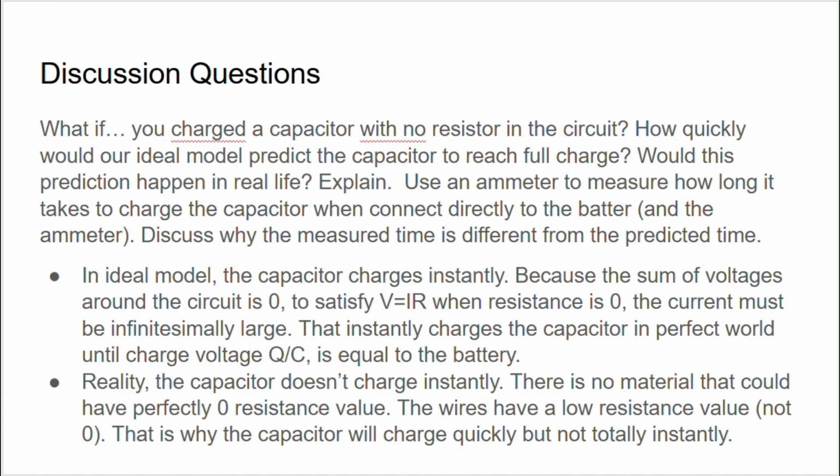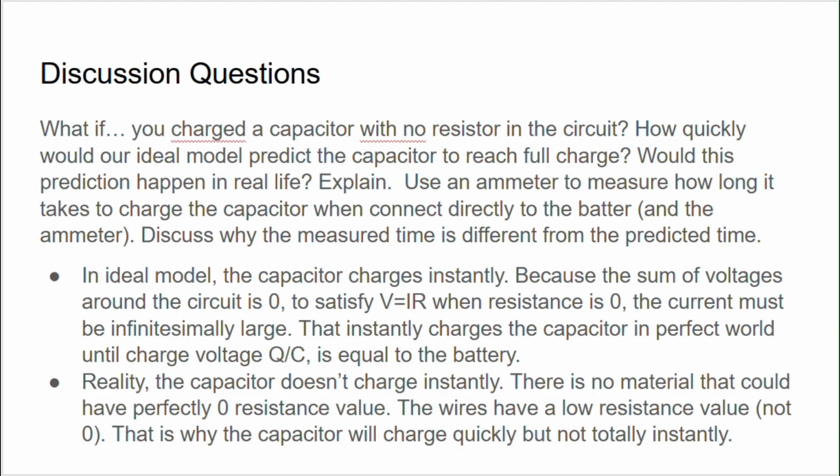So my answers were: in an ideal model, the capacitor charges instantly because the sum of the voltages around the circuit is zero. To satisfy V equals IR, when resistance is zero, the current must be infinitesimally large. That would instantly charge the capacitor in a perfect world until the capacitor voltage Q over C is equal to the battery. But in reality, that doesn't happen, and it doesn't charge instantly.